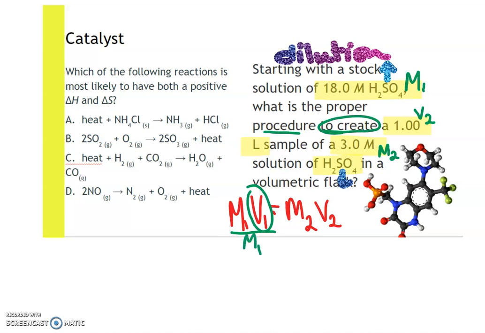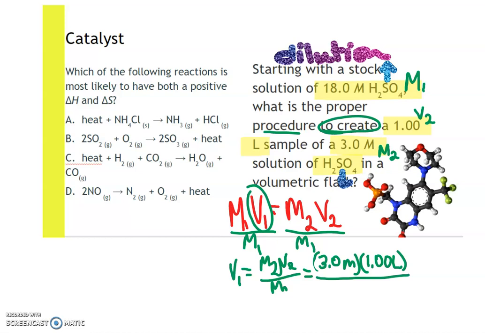So we're going to divide by M1 on both sides to isolate that V1. And we get V1 is equal to M2 times V2 over M1. So that means that I'm going to take 18 molar and I'm going to multiply by, just kidding. Sometimes we make mistakes and that's okay. We're going to take 3 molar because that's my M2, and then we're going to multiply by 1 liter because that's my V2, and I'm going to divide by 18 because that's my M1.